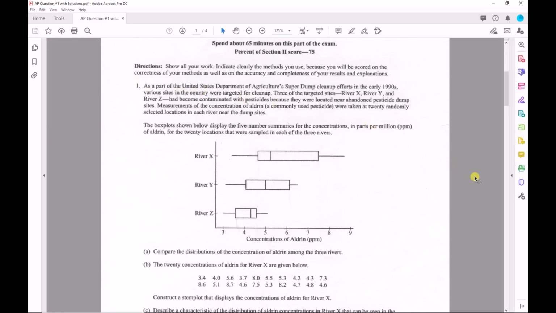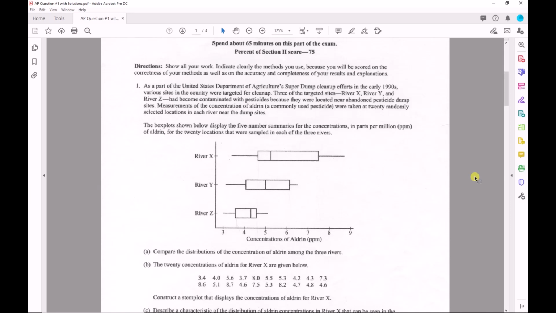All right, so you'll remember this from the homework. I think it's homework 11, maybe 12, one of the two. Anyway, this is about some bad chemical that they're trying to clean up in their 3 rivers, and they're testing it, some pesticide I suppose it is, aldrin.